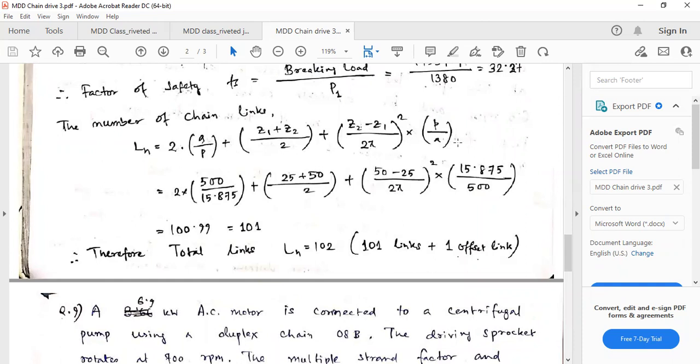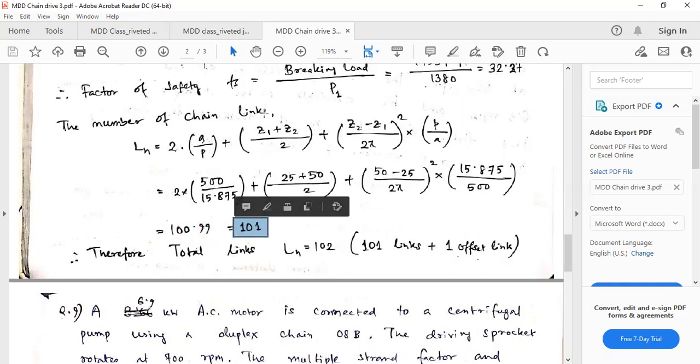So using this formula, you can get this formula in the database also. A is your center distance, T is the pitch, and Z1, Z2 are number of teeth in driving and reverse sprockets. So by putting all the values, you get the number of chain links as 100.99. Now we cannot make it 100 exactly, because 0.99 is nearly equal to 1, so this is 101.